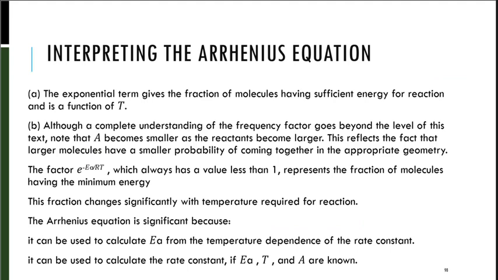A few things about this Arrhenius equation. The exponential term gives the fraction of molecules having sufficient energy for reaction and is a function of temperature. Although a complete understanding of the frequency factor goes beyond what we will cover in this Gen Chem 2 class, note that A becomes smaller as the reactants become larger. This reflects the fact that larger molecules have a smaller probability of coming together in the appropriate geometry.